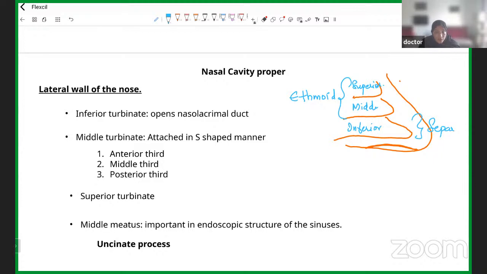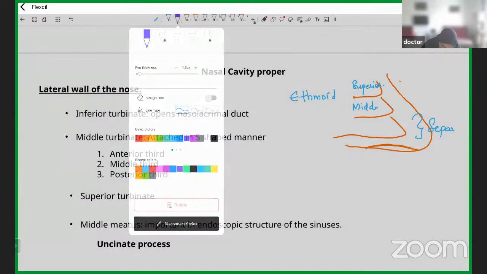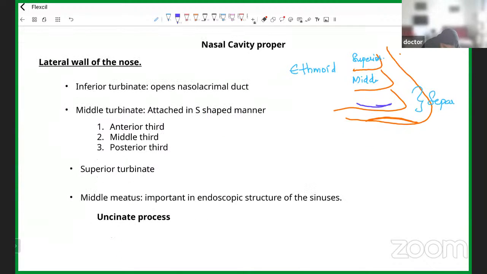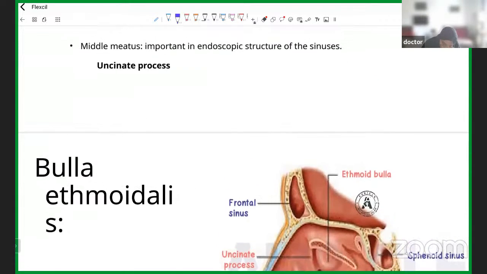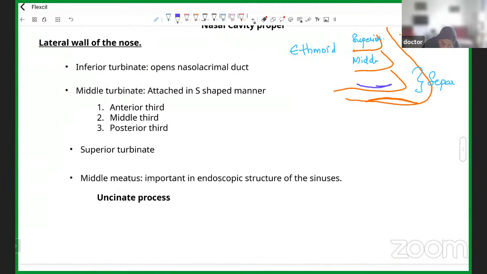Now, every concha will have a meatus. So, inferior meatus is in the inferior concha. So, I'll erase this so that I can draw. So, inferior concha will have inferior meatus, and inferior meatus will look like this. We have a diagram down here. So this is inferior concha and inferior meatus. So inferior meatus is in the inner part of inferior concha and it opens into the nasolacrimal duct.